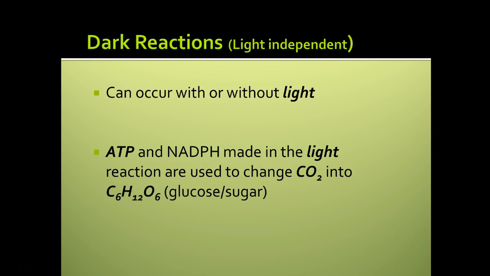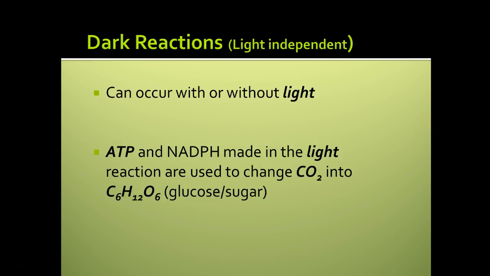So what happens in the dark reactions, or the light-independent reactions? Well, these can occur with or without light. So the light-dependent and the light-independent reactions can occur simultaneously. Those energy molecules that were made in the light reaction, remember ATP and NADPH, are going to be used to change the CO2 into glucose. That's what occurs in the dark reaction.